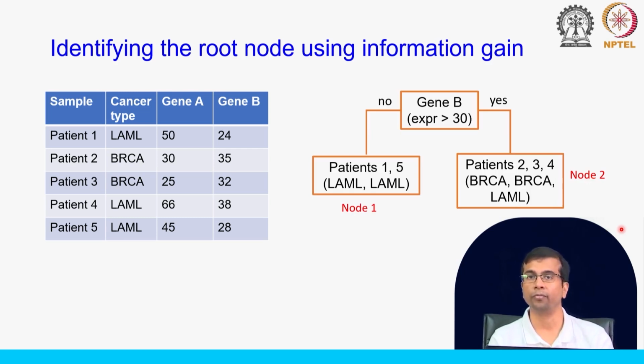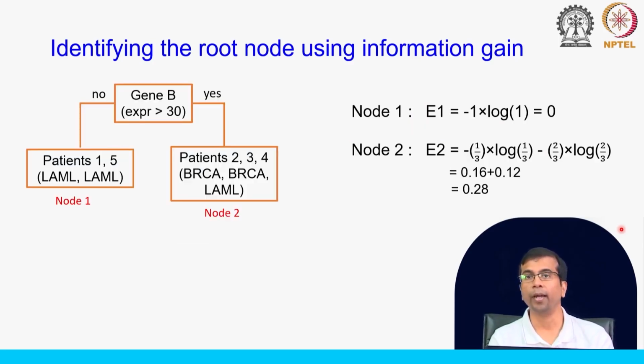So, in node 1 we have patients 1 and 5, only one class, LAML, but in node 2 we have two different classes, BRCA and LAML. So, what we have to calculate, keeping this tree in mind, is again node 1 entropy and node 2 entropy, which we did before. The values are again E1 equals 0, and E2 equals some positive non-zero number, which is 0.28. So, we have to calculate information gain now.